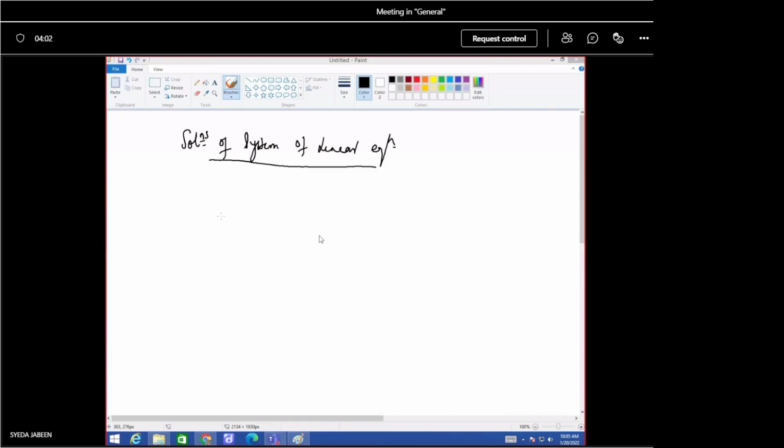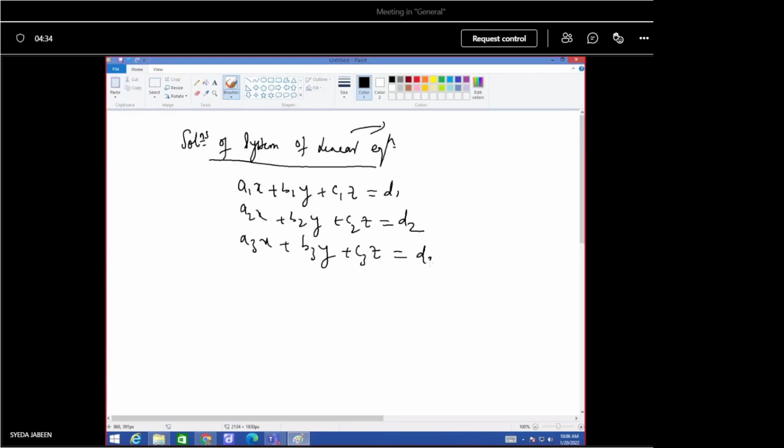So, solution of system of linear equations. Linear equation, you know the meaning. It means the variables are connected by single degree terms. If you have a system of equations like a1x plus b1y plus c1z is equal to d1, again a2x and so on, up to d3, you have this form of system of equations. You can convert this into matrix form. You can write it as A1, and so you will have X downward in column form.